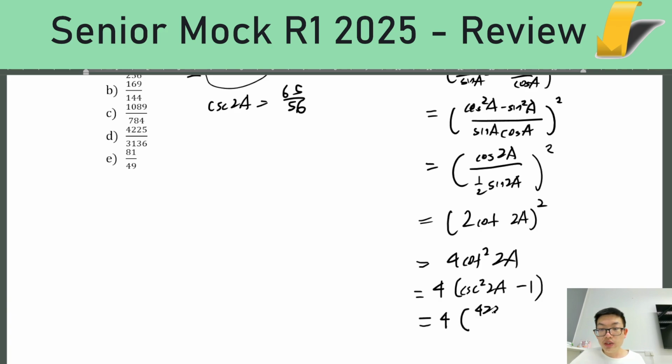So substitute it in, I will fast forward the computation a little bit. And once you have done it, you will see that option C is the numerical value.